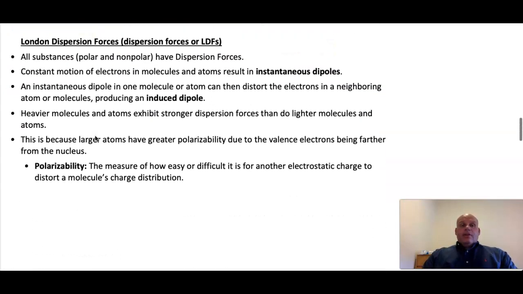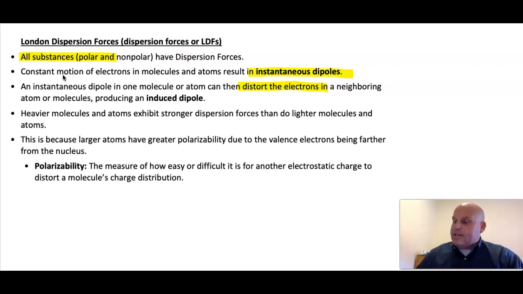Next are the London dispersion forces. A couple of key points here. All substances have London dispersion forces. Some substances are going to have multiple types of intermolecular forces, but off the top, you can say that everything is going to have London dispersion forces. The reason is that it has to do with a distortion of electrons, the movement of electrons in a molecule or atom. This motion of electrons creates what's known as an instantaneous dipole.